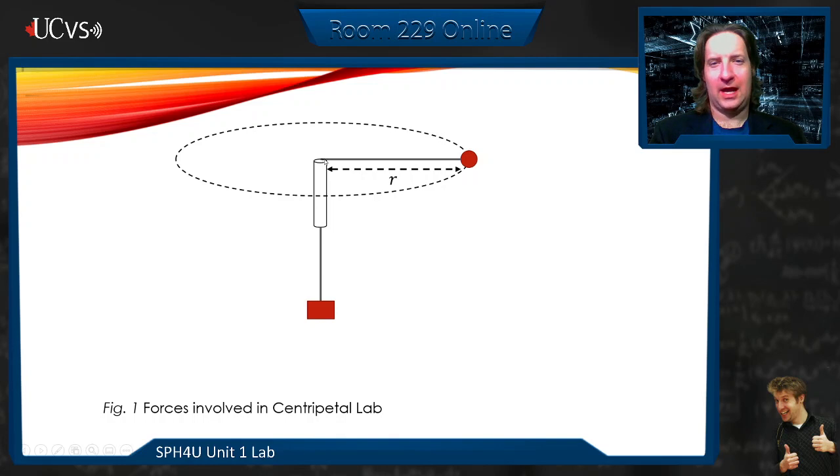So I have to balance these forces on here. So quickly, M1 is the hanging mass, and M2 is the spinning mass. So keep that in mind when we're looking at the rest of these things. M1 is hanging, M2 is spinning.